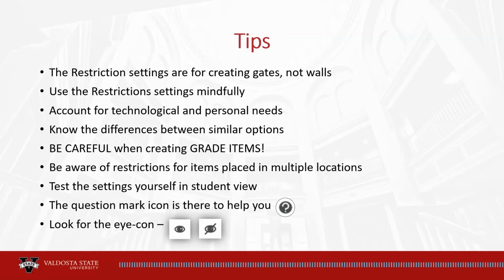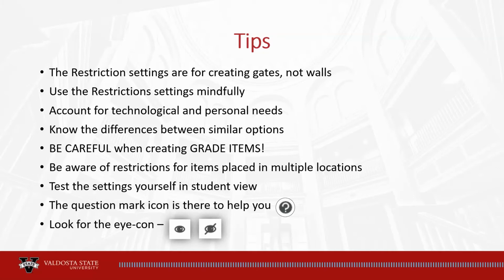Some restrictions look very similar and may have similar effects, so be cognizant of the difference between the options and how they're meant to be applied in the course. When you have placed an assessment or discussion with restrictions into content, make sure you check your restrictions in both places so they are consistent. Always test the setting yourself using a student view to see how they're affecting the item you're working on. The question mark icon next to an option will give you more information about what that option will do.